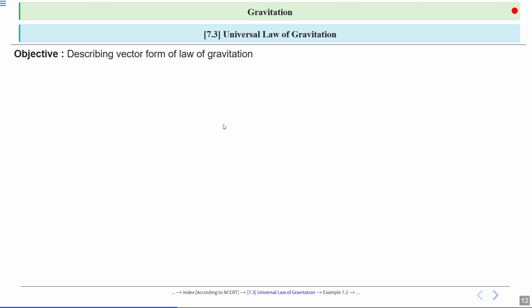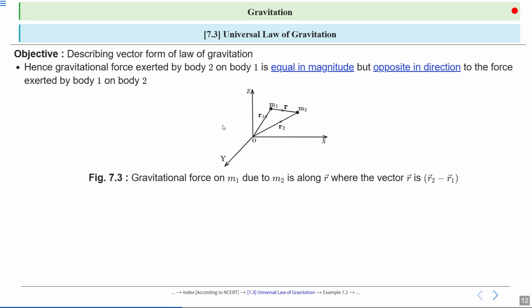Continue with vector law of gravitation. So as we discussed previously, the gravitational force exerted by body 2 on body 1 is equal in magnitude but opposite in direction to the force exerted by body 1 on body 2. This is a fundamental principle of Newton's third law of motion.